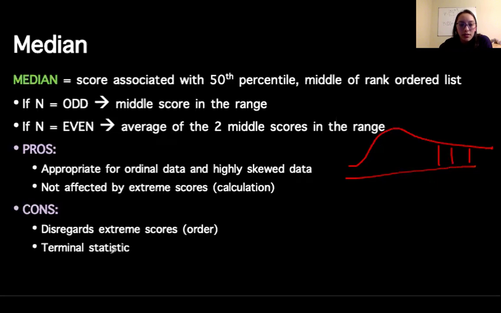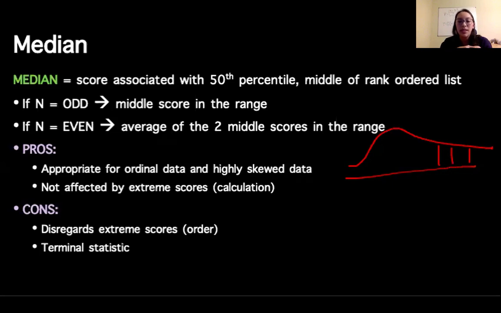However, the con is that it does disregard extreme scores, and then I lose people because it's both a pro and a con when we have skewed data. The problem is these outliers aren't going to affect the actual calculation of the median. So you still get an idea of where the center is. However, you don't know that these actually exist if you're only looking at the median. So it's both a good thing and a bad thing to use the median. It's also a terminal statistic, so once we calculate it, we can't really use it for anything else statistic related. Okay.